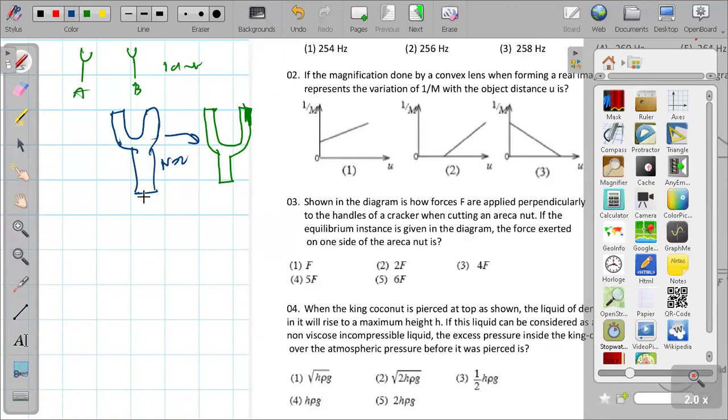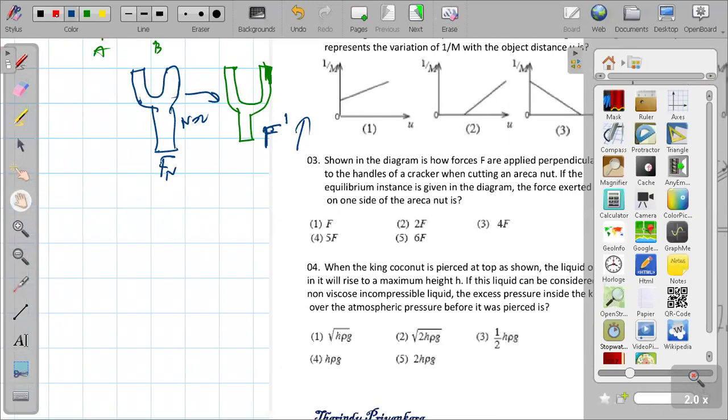Now have a good look at the frequency. f normal, f dash is higher. This one is higher. Now you can see A is higher than B. You heard a 2 hertz frequency because this one is higher than the other one.